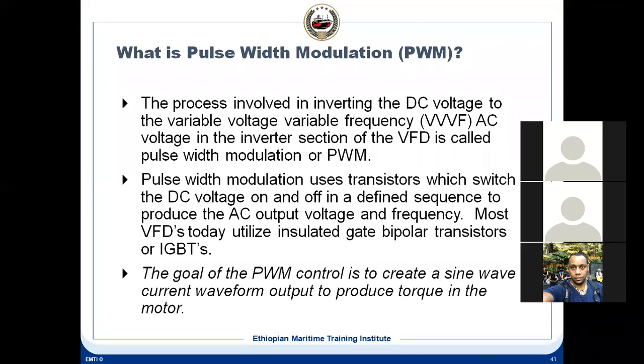So what is pulse width modulation? Pulse width modulation is a process involved in inverting a DC voltage into a variable voltage, variable frequency in the inverter section. So what is an inverter? It will convert DC into AC. But how is the inverter converting? Using pulse width modulation. What is pulse width modulation? Let's see next.